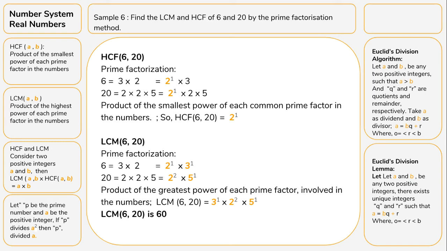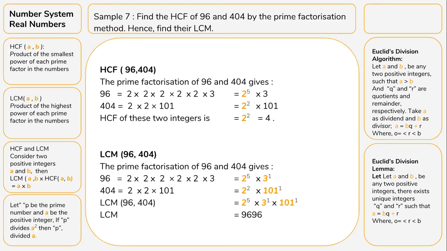Sample 7. Find the HCF of 96 and 404 by the prime factorization method. Hence, find their LCM. The prime factorization of 96 and 404 gives 96 equals 2 power 5 times 3 power 1, and 404 equals 2 power 2 times 101 power 1. HCF of these two integers equals 2 power 2 equals 4.